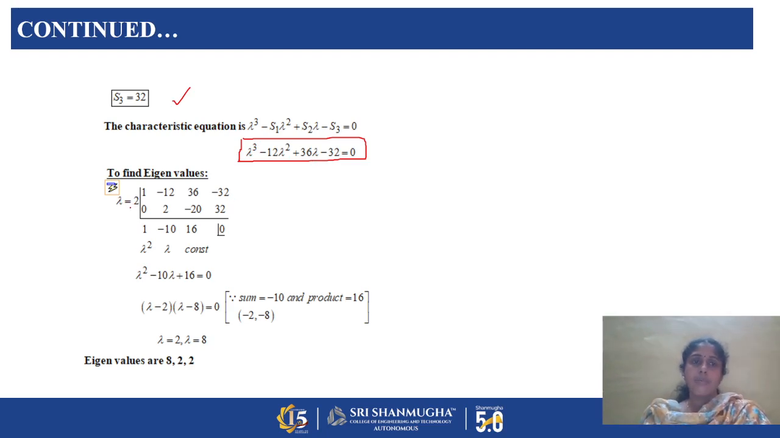By trial and error method, I am putting lambda equal to 2. I bring down 1, then 1 times 2 added to minus 12 gives minus 10. Multiply, you get minus 20, added to 36 is 16. 2 into 16, I get 32. The remainder is 0. When the remainder becomes 0, it is understood that the value which I have chosen is right. So the first eigenvalue is 2. Next, using these coefficients, I form the quadratic equation lambda squared minus 10 lambda plus 16 equal to 0. When I solve this, I get 2 and 8. So the eigenvalues are 8, 2, 2. By this time, you have to observe that the eigenvalues are repeated and the matrix is a symmetric matrix.